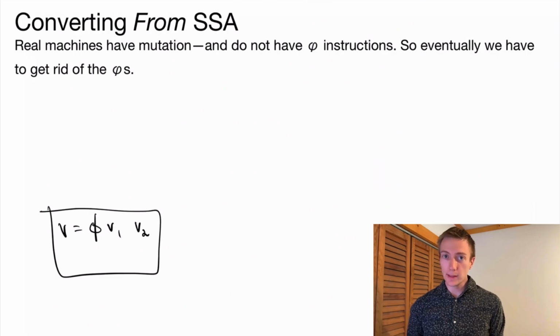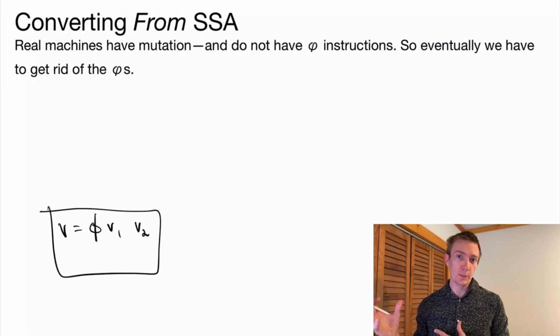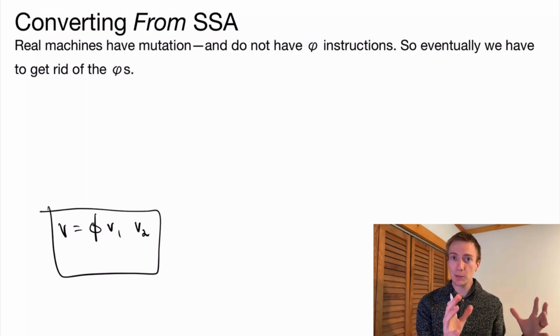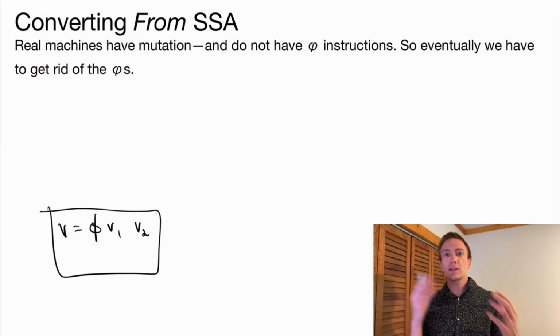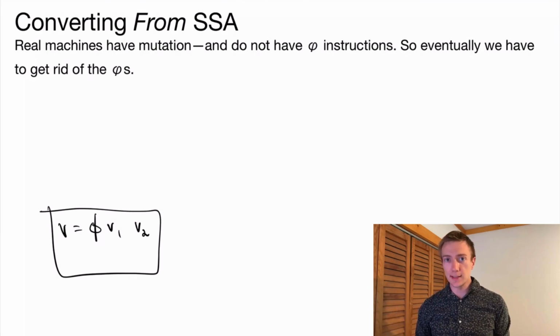The last step that we need is a way to convert out of SSA form into an ordinary mutating form of the program, doing kind of the reverse of what we just saw. Real machines don't have a phi instruction. That's just an invention of compilers. And even if they did, the idea that every single instruction, every static assignment, would use a different location in memory or a separate register would be terribly inefficient. So eventually we need to convert back to a mutating form, bringing us back to the real world of programs that we actually want to execute.